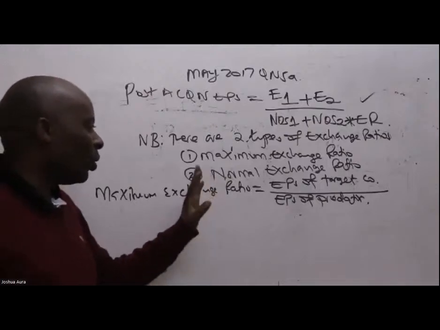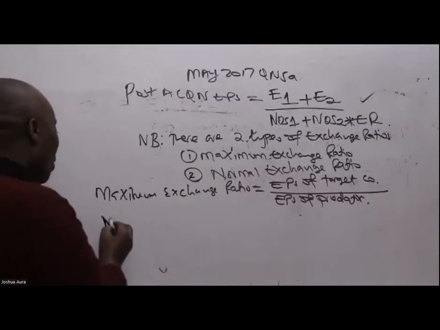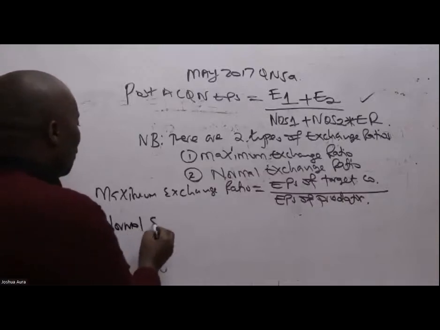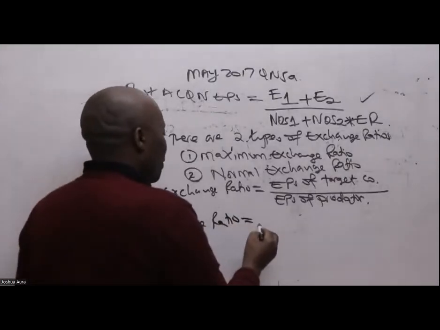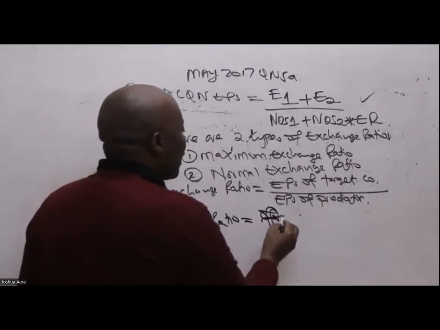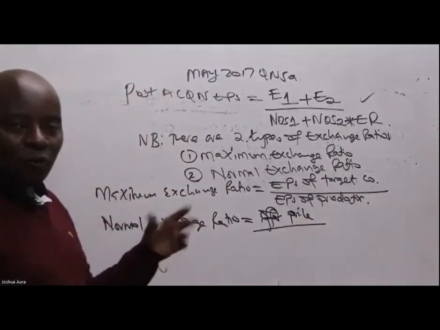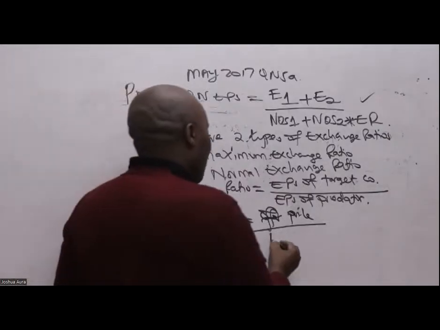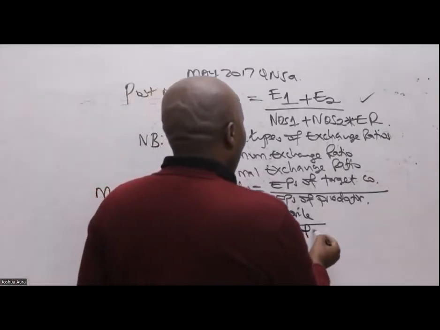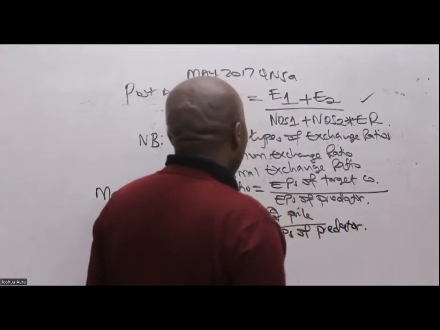Now, when we talk of normal exchange ratio, here you look at the offer price. How much has been offered by the predator? The offer price, and then you divide this by the MPS of the predator.